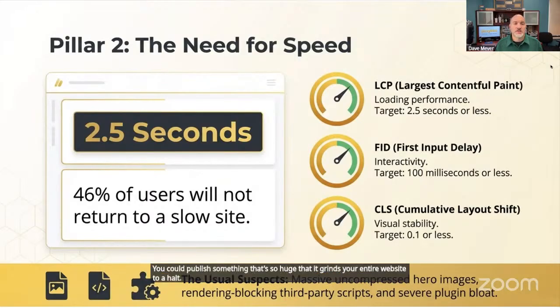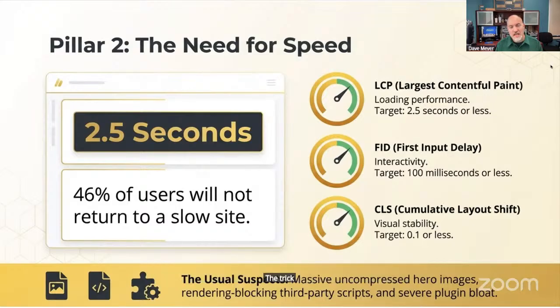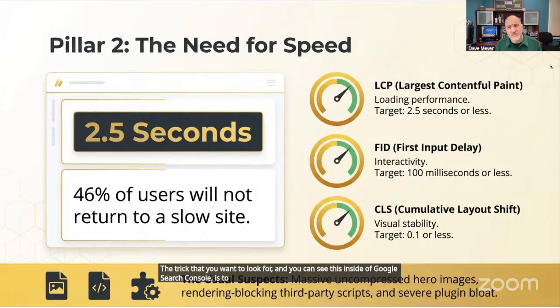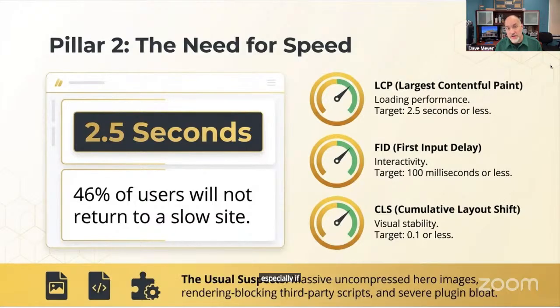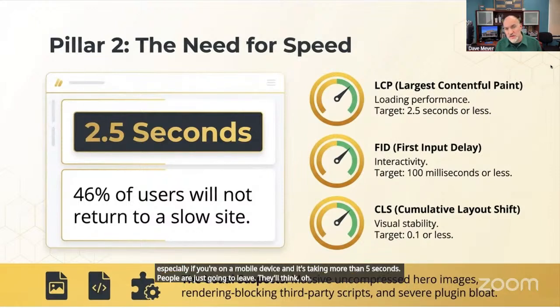The trick that you want to look for, and you can see this inside of Google Search Console, is to look for your site page performance at about 2.5 seconds or less. If you're slower than that, especially if you're on a mobile device and it's taking more than 5 seconds, people are just going to leave. They'll think, oh, the site's broken, or, I have other things to do. And so they're going to be clicking elsewhere to get to your content.